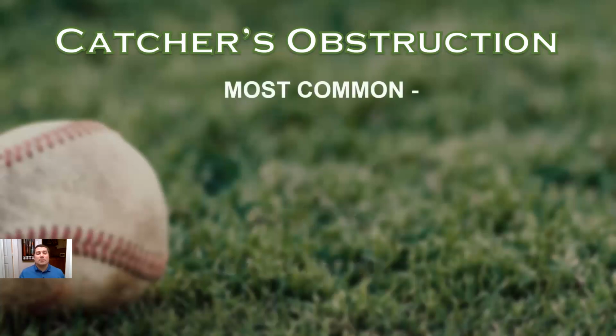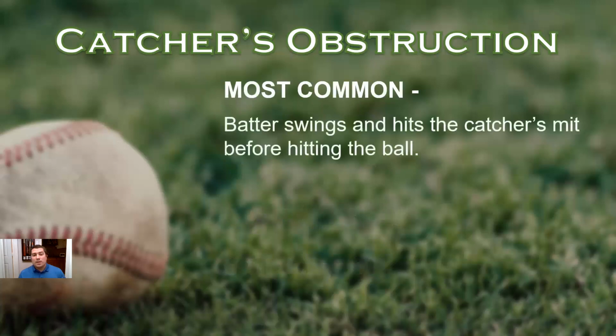So the most common catcher's obstruction that we see is what we briefly talked about. The batter swings at the ball and hits the catcher's mitt before making contact with the baseball. And as I've mentioned already, this is one that you don't necessarily see. You're going to hear it, and it's going to sound like two sounds. You're going to hear a thunk, or just something that's not a clean hit off the bat. You're going to hear a first sound, and then you're going to hear contact with the ball.